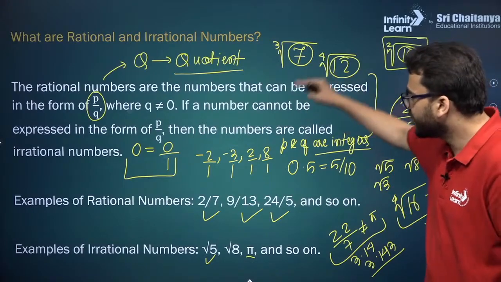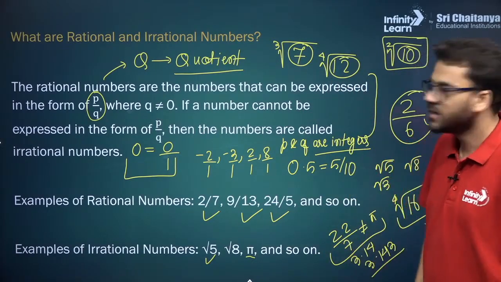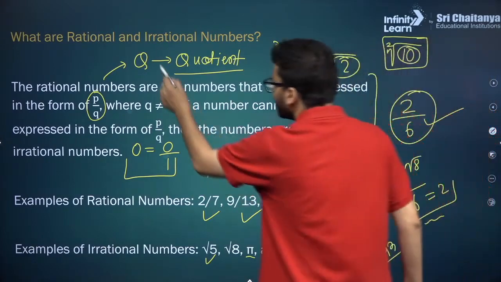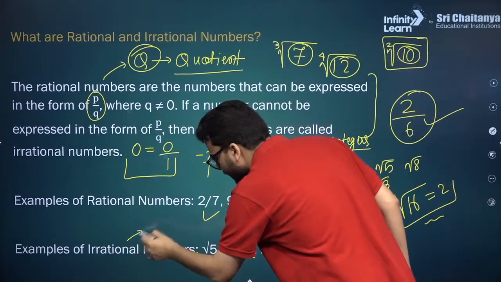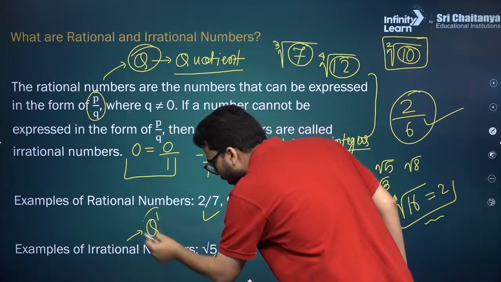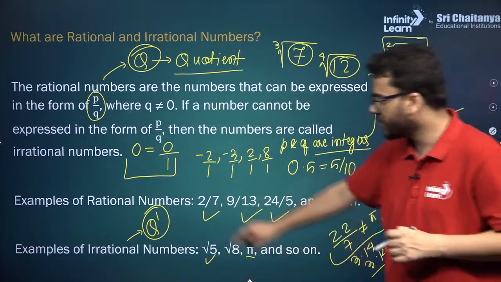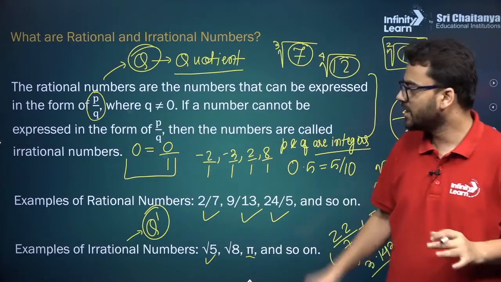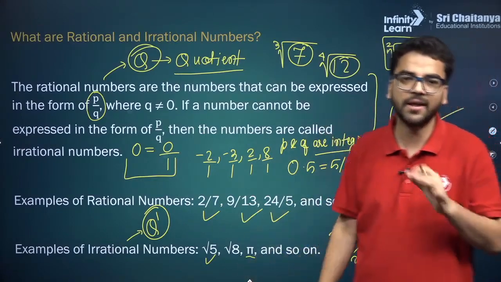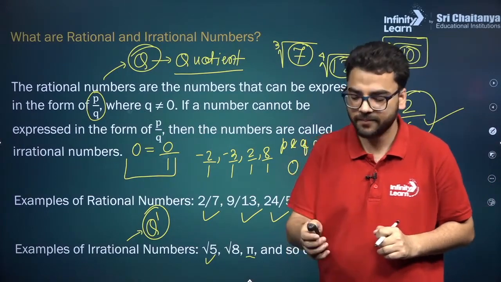So that is the definition of rational numbers and irrational numbers. The set of all rational numbers can be written as Q, and the set of all irrational numbers can be written as Q prime. We call it Q dash as well. I hope the basic definition of rational and irrational numbers is clear to everybody, right?